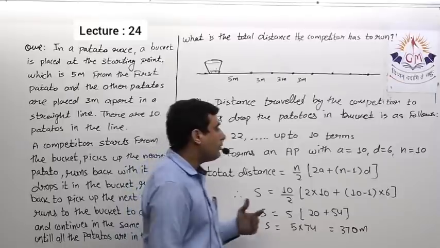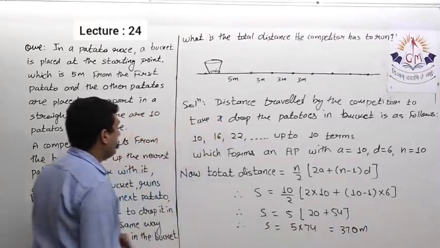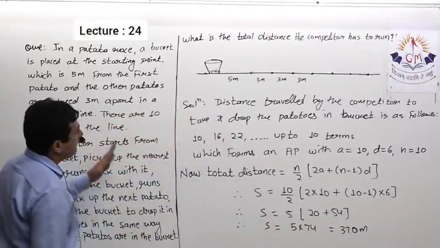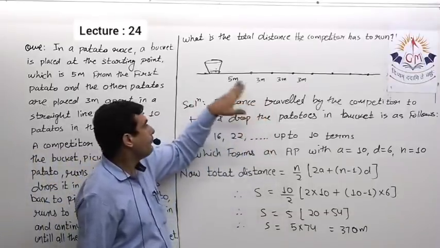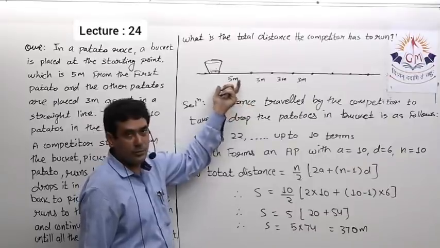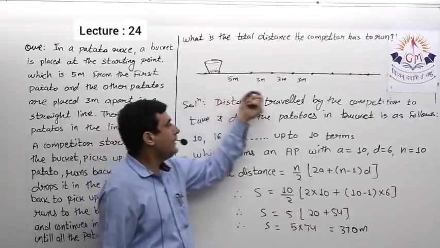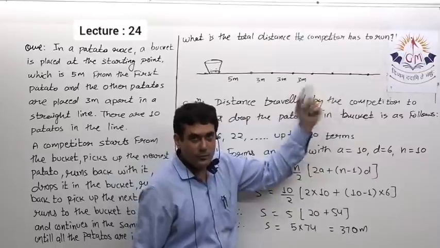So that also you have to understand with the help of the question. So here again we'll see the question. There is a potato race. In that, first potato is at the distance of 5 meters from the bucket. Remaining potatoes are at the distance of 3 meters.